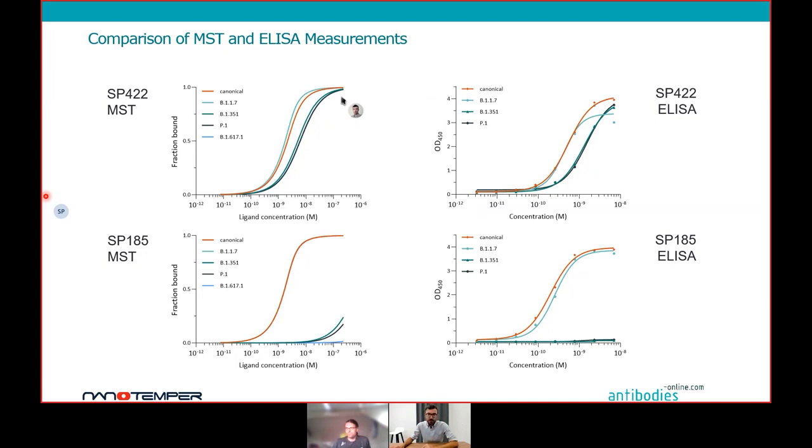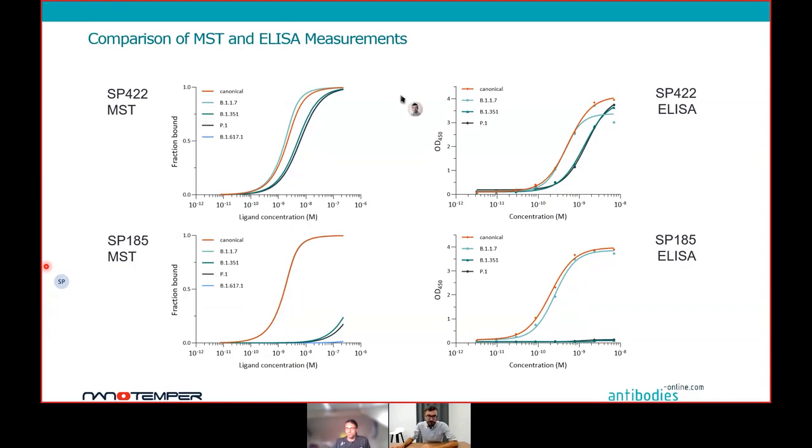Both bind in the same concentration range. We see this difference between the P1 and the B1351, that it binds a bit weaker. Also in ELISA, it binds a bit weaker. And we also could see that the SP185 antibody did not bind at all these variants of concern.